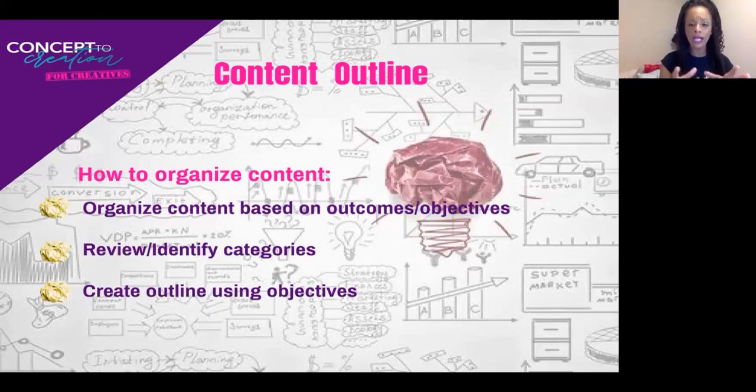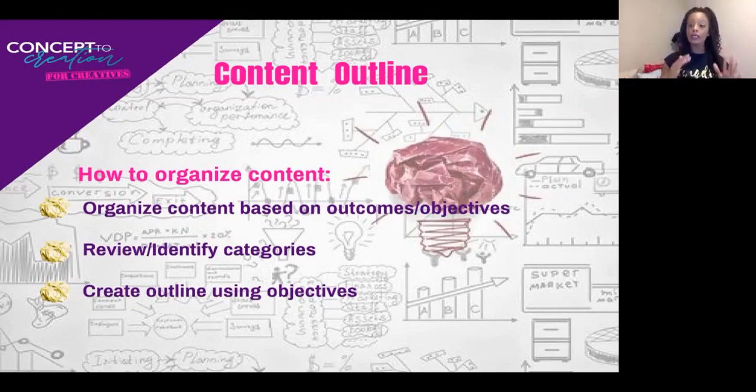How do you do that? You organize your content based on your objectives. And that is, objectives are your outcomes. What is it that they're going to learn? What is it that they're going to receive? What is it that you're trying to change or accomplish? What is it that they're going to walk away with that's going to bring value? And that is a part of your objectives when they leave.